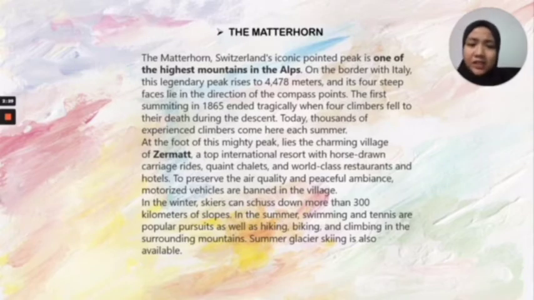A top international resort, which hosts world-class skiing and world-class resorts and hotels.